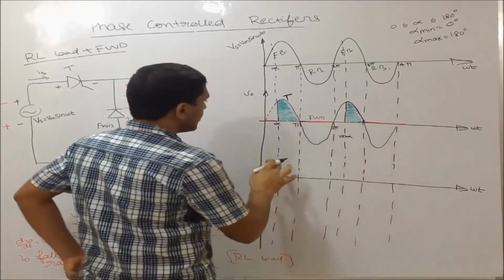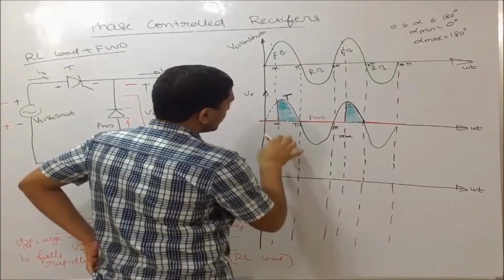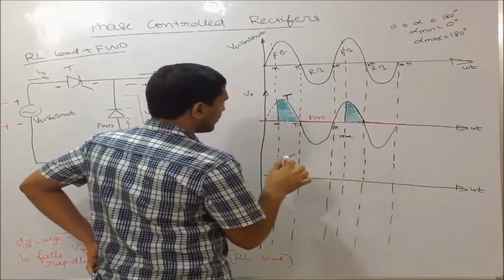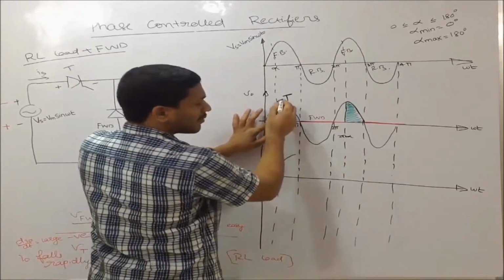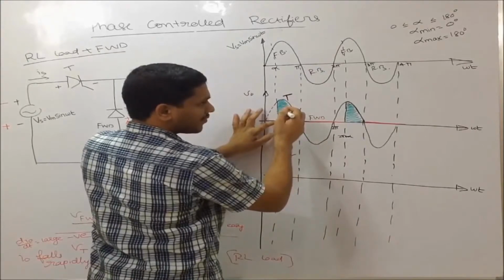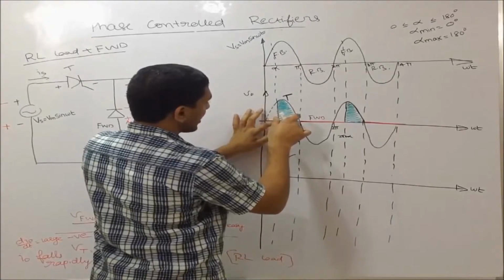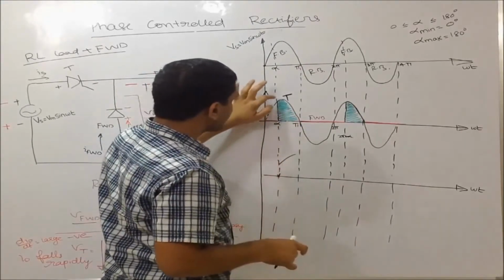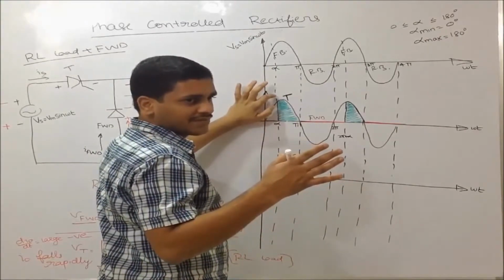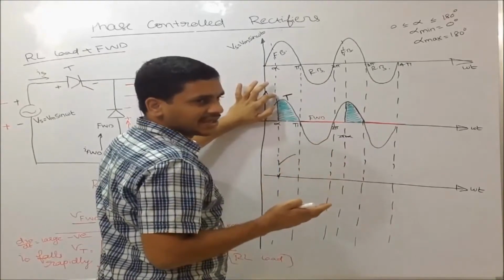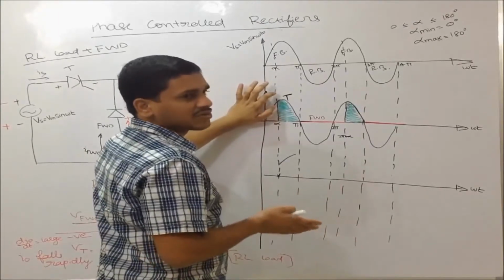In the steady state, what happens? From alpha, the current rises. From beta to 2 pi plus alpha, it falls. But it starts falling just before pi, because from alpha to pi by 2 the voltage increases, so the current has to increase. But since this is an RL circuit, the current lags the voltage by 0 to 90 degrees. The higher the inductance value, the lagging is closer to 90. The lower the inductance value, it can be close to 0.